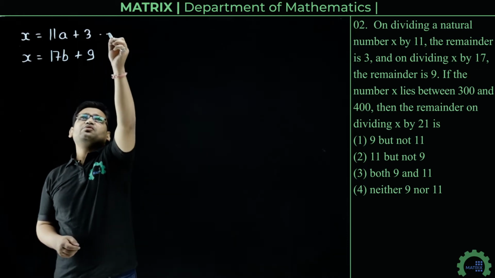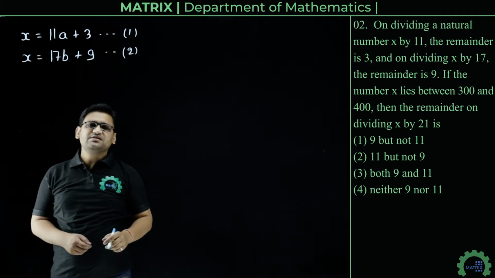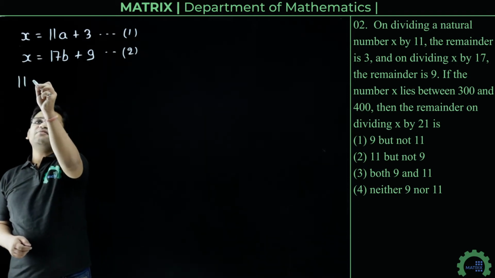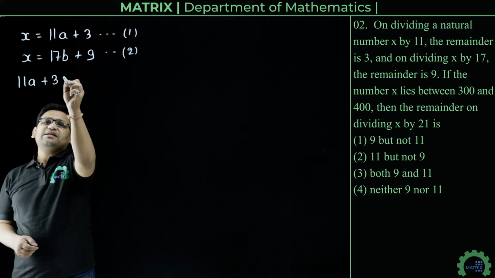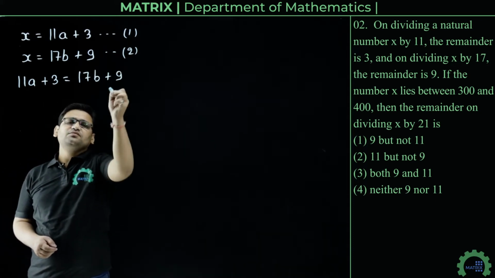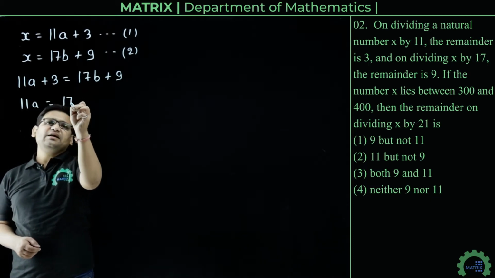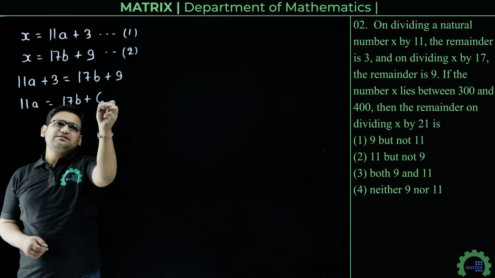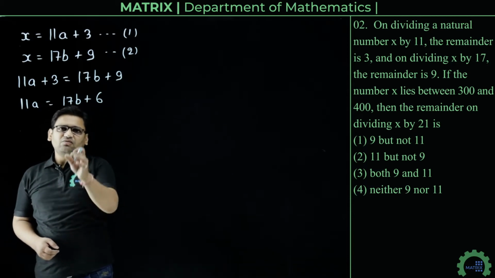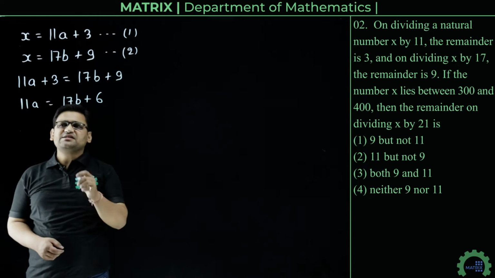So from these two equations, both represent x. So we can write 11a plus 3 equals 17b plus 9. Or we can write 11a equals 17b plus 6. Now we will break this 17b into 11b and 6b.